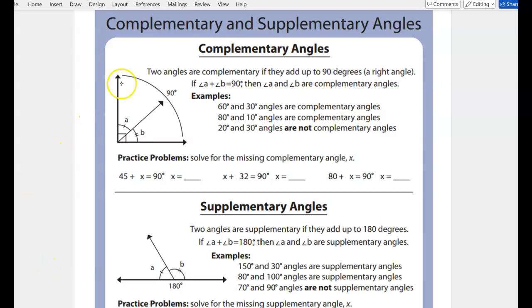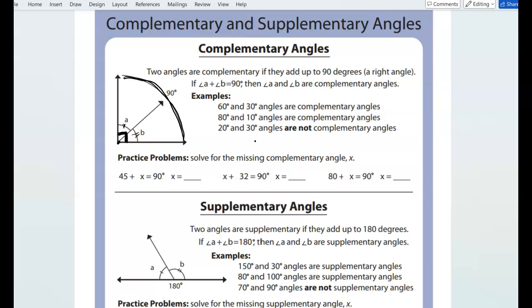Now we're putting them both together, complementary and supplementary angles. So we're remembering that complementary angles, two angles are complementary if they add up to 90 degrees, a right angle. And here's our right angle. We have a box here telling us that, here at the vertex. And yep, it equals 90 degrees. We have angle A and we have angle B.